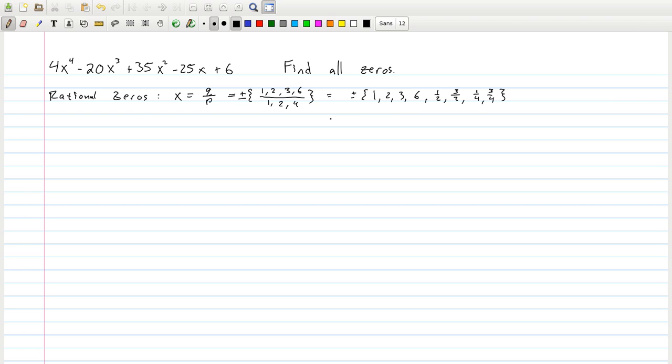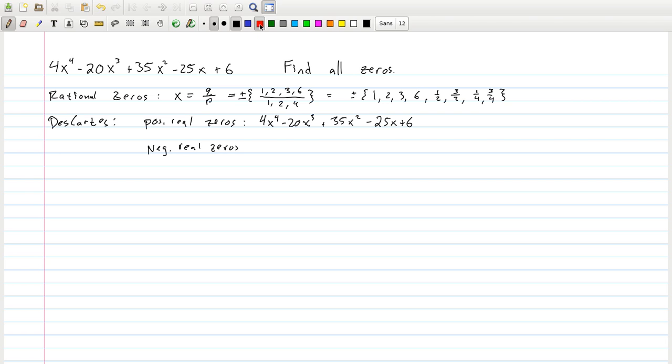So to see if we can narrow this down a little bit, we'll apply Descartes' rule of signs. For Descartes, we want to look at the possible positive real zeros and the possible negative real zeros. We want to get a count on these, how many we can possibly have. So remember, to do this, we're going to count the sign changes in the original polynomial. The original polynomial was 4x to the fourth minus 20x cubed plus 35x squared minus 25x plus 6.